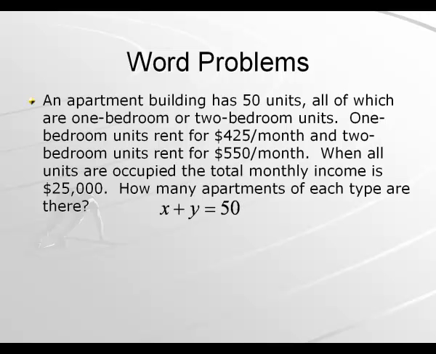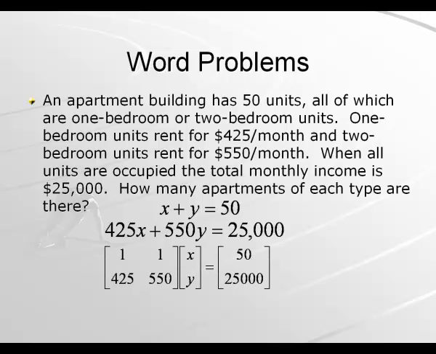Our first equation says that there are 50 units total, so x plus y equals 50. In the second equation, we get the money thrown in there: $425 for each x plus $550 for each y equals a total of $25,000. Set up matrix A, 1, 1, 425, 550 are the coefficients, and set up matrix B, 50 and 25,000. To solve for x and y, do A inverse times B. Pause the video until you're ready to check your answer.